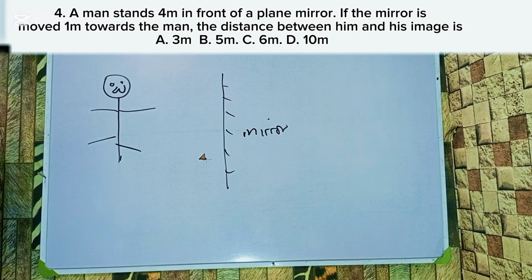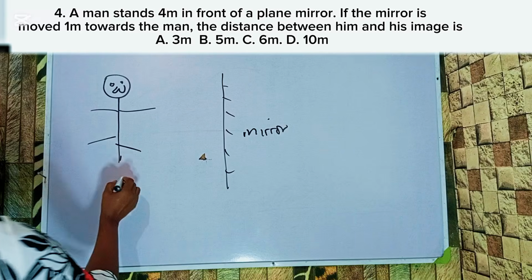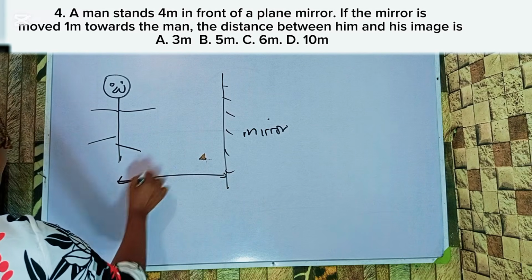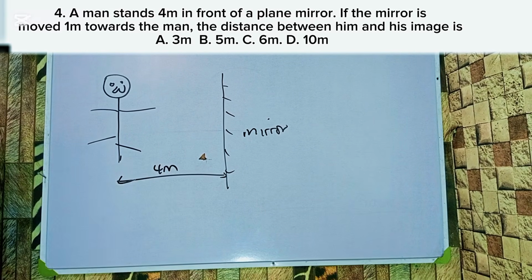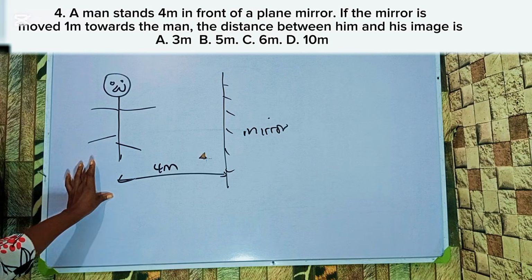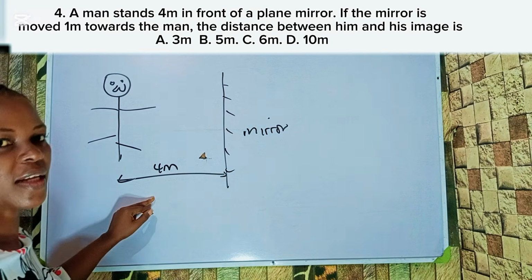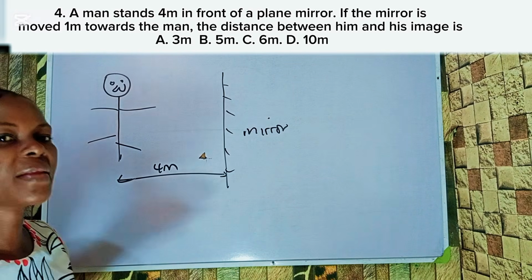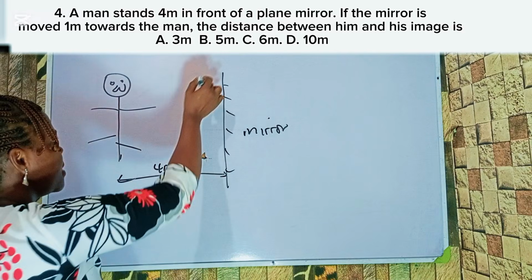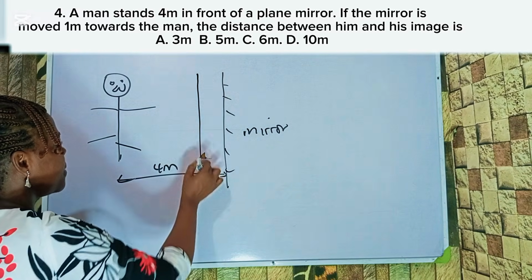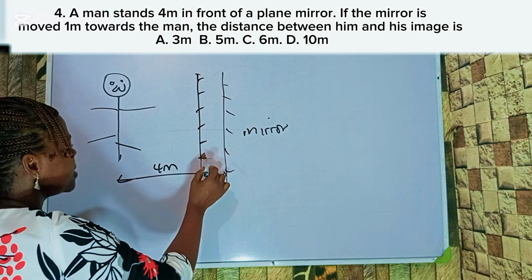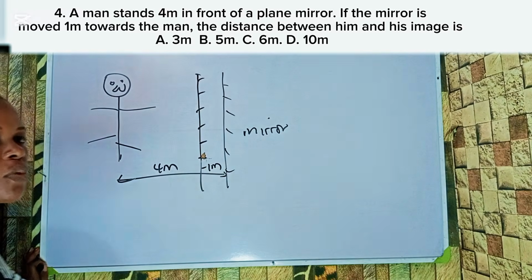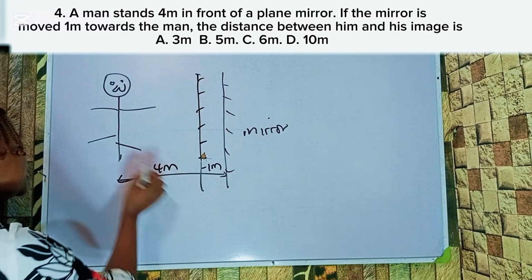Okay? So the distance between this man and the plane mirror is what? 4 meters. Right? Now look at this man. The distance between this man and the plane mirror is 4 meters, right? But the mirror must move 1 meter towards him. So that means the mirror is going to be here now, right? Okay, so this is 1 meter.